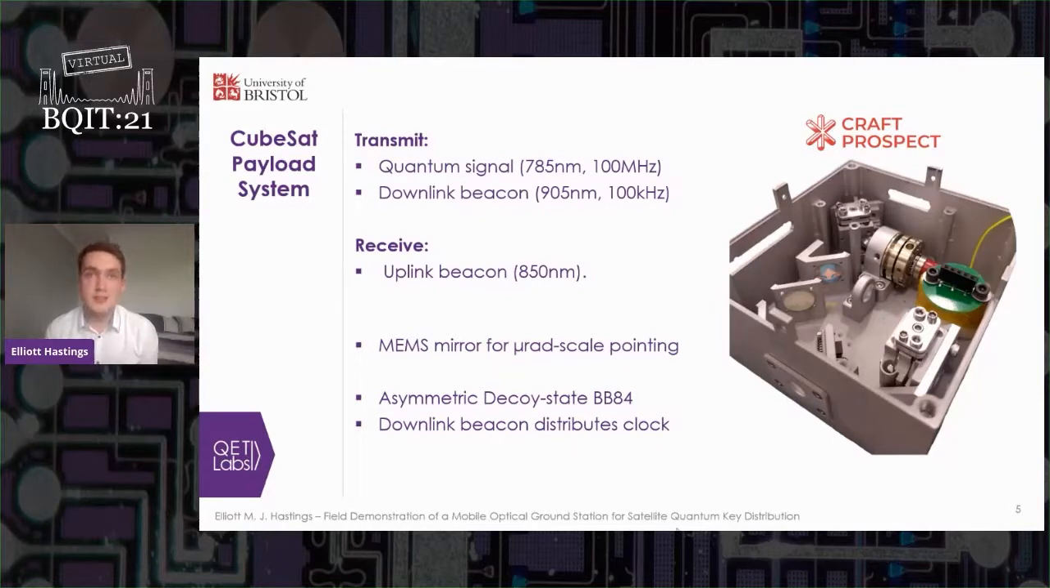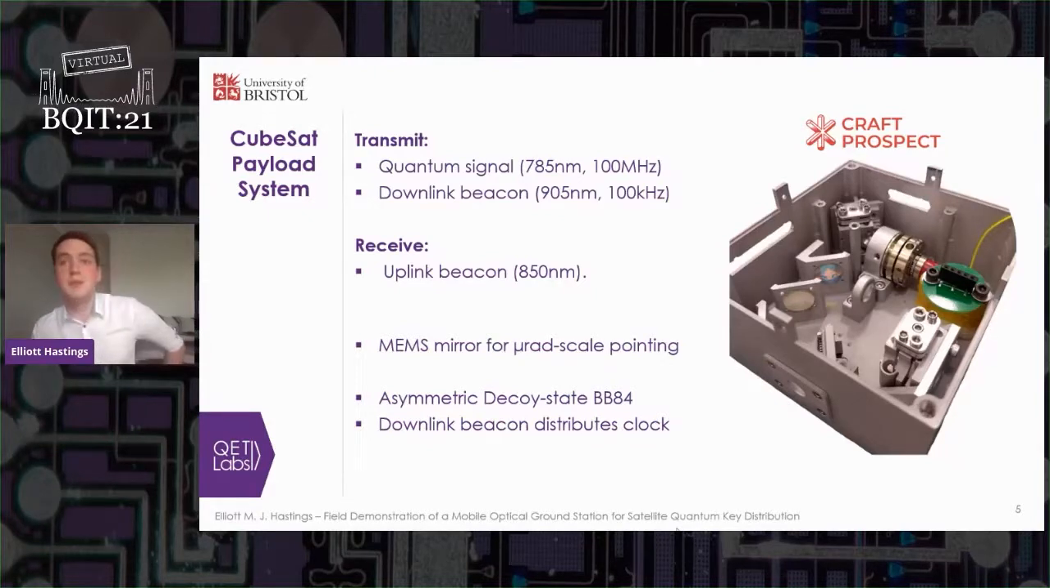It is designed to transmit a QKD signal and a downlink beacon, and receive an uplink beacon, and it uses dichroic beam splitters to co-align all three beams. The uplink beacon will be impinged on a CMOS camera, which isn't shown here, and the centroid position of the beacon beam will feed back to a MEMS mirror. This will provide micro-radian scale fine pointing, which is well beyond the limits of the onboard ADCS.